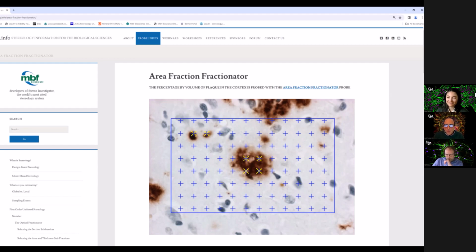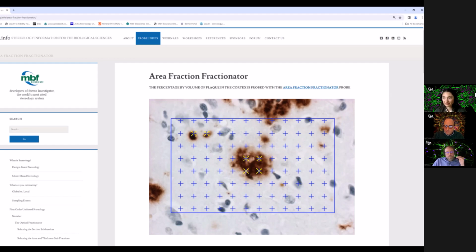All right, we have next question here. We're looking to count with our 20x objective with the optical fractionator. I've noticed a lot of the literature says we should use 100x. Is that really necessary? So the magnification is important, but the most important piece here is the NA, so the numerical aperture value of your objective.